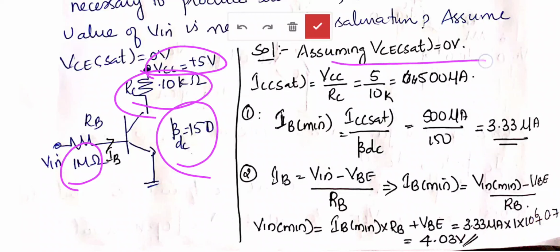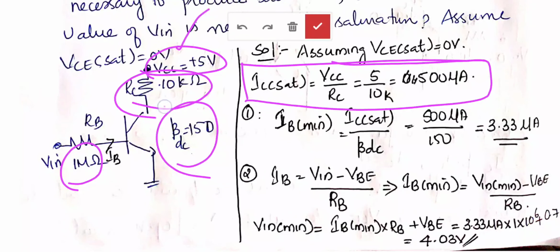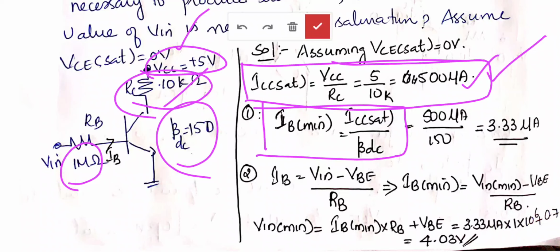Assuming VCE sat is equal to 0, what is IC sat? IC sat is equal to VCC divided by RC, both are given. So 5 by 10K, that is 500 microampere. What is IB minimum? The minimum value of the base current is IC sat divided by beta DC. So 500 micro divided by 150, that is 3.33 microampere. This is the minimum base current required for keeping the transistor in saturation.